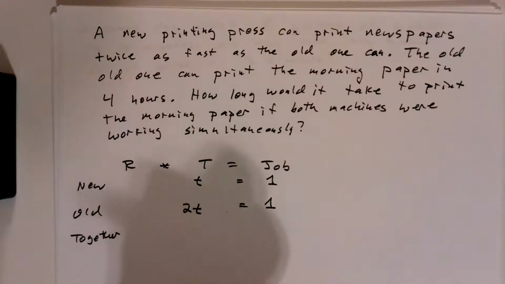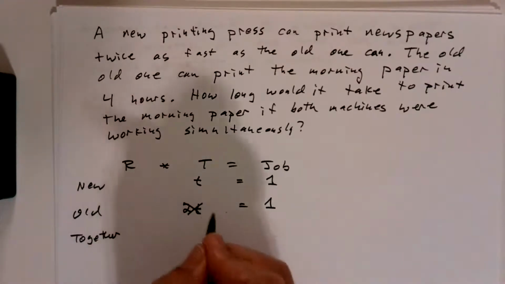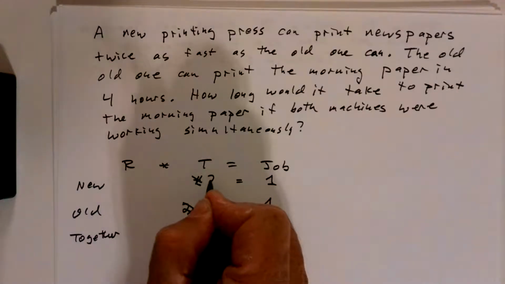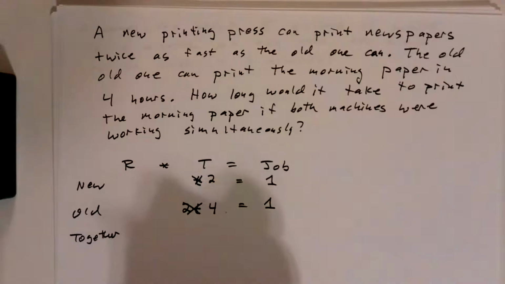Now, the old one can print the morning paper in 4 hours. Okay, so we know that. So therefore, the new one can do it twice as fast. Therefore, the new one can do it in 2 hours. Okay, all right, so we got it. The new printing press prints newspapers twice as fast as the old one. The old one does it in 4 hours, so the new one in half that time. Okay, how long would it take if both were working simultaneously?